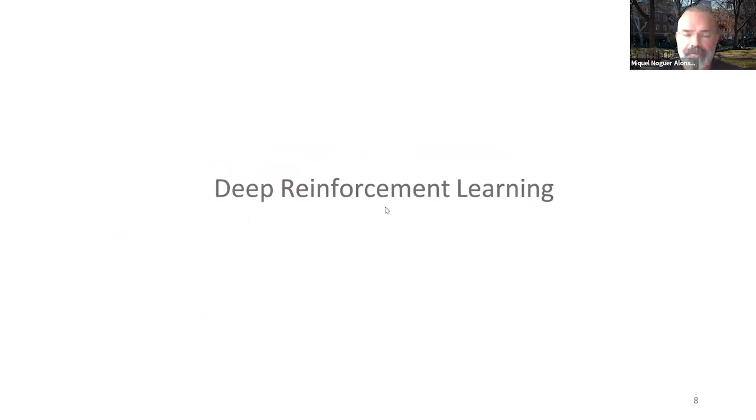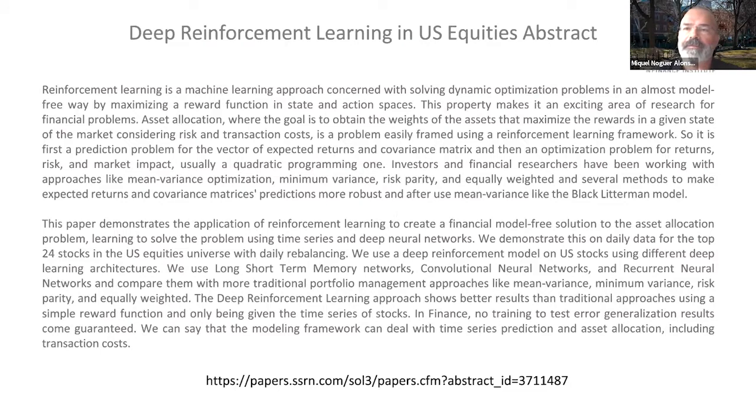Okay, so the paper. As I said, with this short duration of this talk, I cannot obviously explain the whole reinforcement learning theory, but it's a machine learning approach concerned with solving dynamic optimization problems in an almost model-free way by maximizing a reward function in states and action spaces, right? The typical way to frame it is Markov decision processes and so on and so forth. And there's a rich theory. You can pick the Sutton and Barto book, which is a reference.